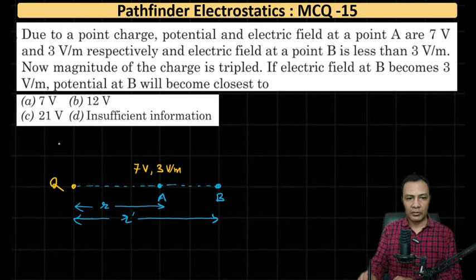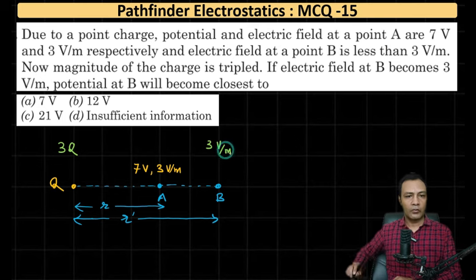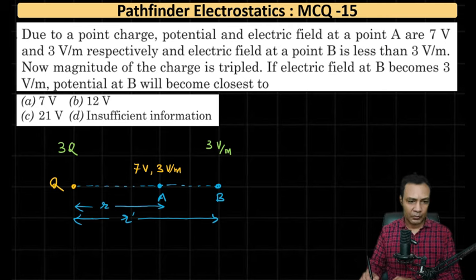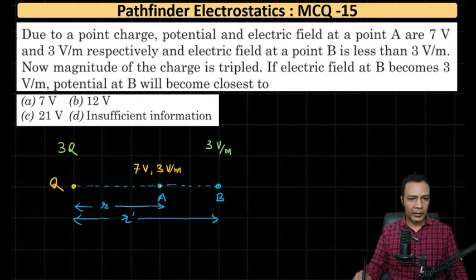Now if I increase the charge at the same point where the charge Q was placed, if this charge is tripled, they are saying that the electric field becomes 3 volt per meter. So now the electric field at B becomes 3 volt per meter, and we have to tell what the potential at B will become. It's a simple question. At A, because of charge Q, the electric field was 3 volt per meter, and at B when the charge becomes 3Q, the electric field is also 3 volt per meter.